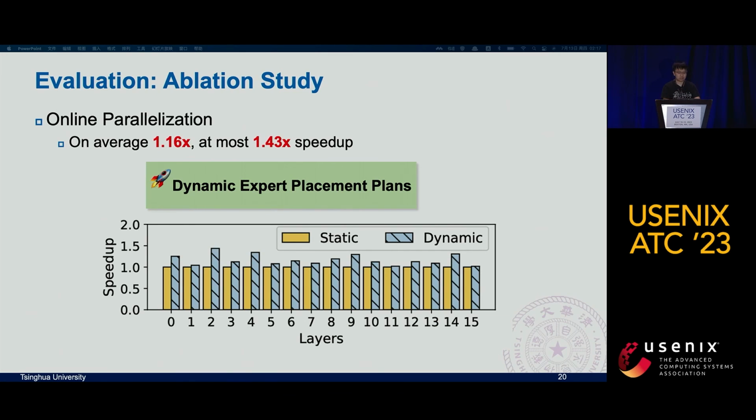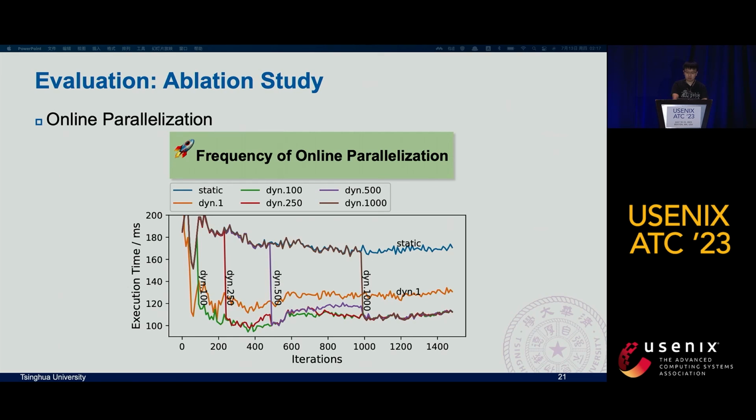And in the online stage, we obtained further speedup. We applied dynamic placement strategies for different layers at different iterations, achieving at most 1.4 times speedup. Moreover, we find that the frequency of dynamic search is crucial to performance. We tried different frequencies of adjusting from low to high. Both too low or too high frequencies resulted in suboptimal performance, so careful adjustments are needed to achieve optimal performance.